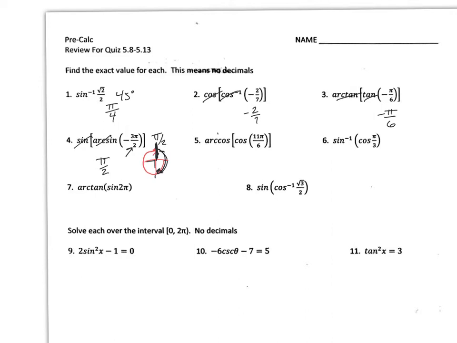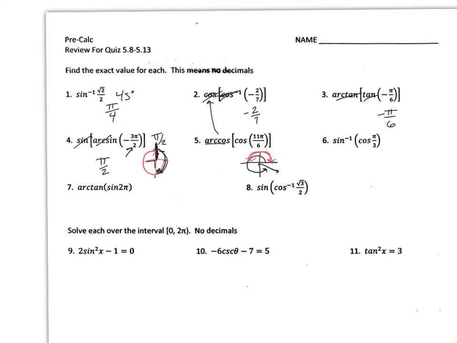This one's different. See how the cosine's on the outside? When the cosine's on the outside, anything goes. It's when the inverse is on the outside, we have to really pay attention. So for this one, the cosine of 11 pi over 6, 11 pi over 6 is over here, and cosine is not allowed to be there. Cosine is only allowed to be here or here.